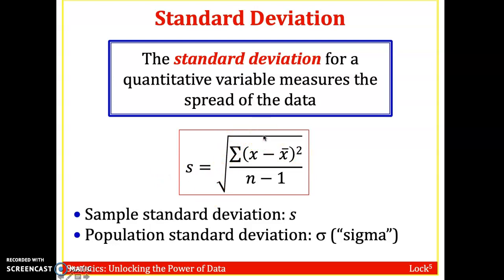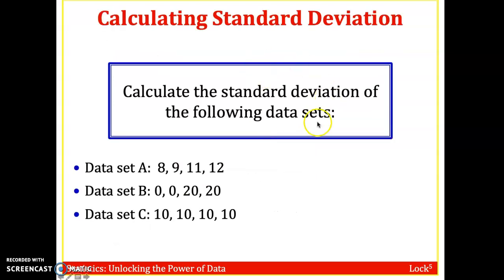Okay, so what I want to do right now is calculate the standard deviation for the following three data sets: 8, 9, 11, 12, 0, 0, 20, 20, and 10, 10, 10, 10. And take a second, think about these three. How would you rank these in terms of spread? I think I picked these data sets specifically to see that one of them definitely has more spread than the other two, and then one of them has almost no spread. Let's see, data set C has 0 spread.